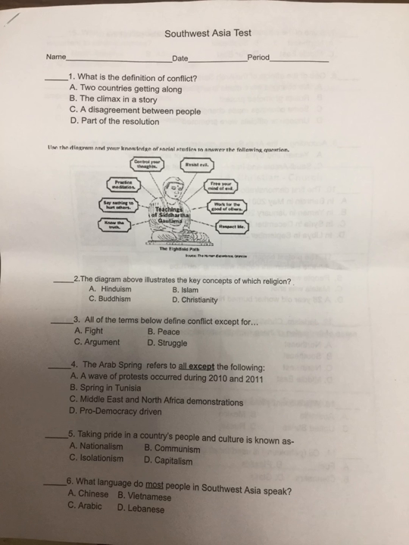Question number 5. Taking pride in a country's people and culture is known as A, nationalism, B, communism, C, isolationism, D, capitalism. Question number 6. What language do most people in Southwest Asia speak? A, Chinese, B, Vietnamese, C, Arabic, or D, Lebanese.